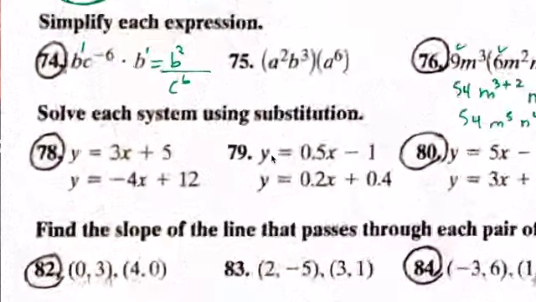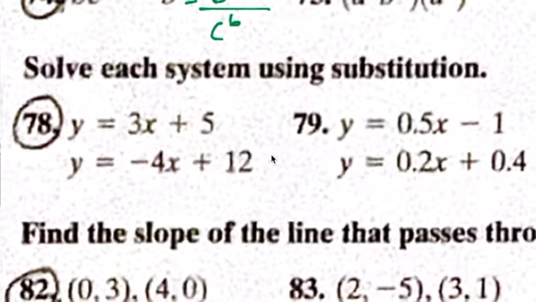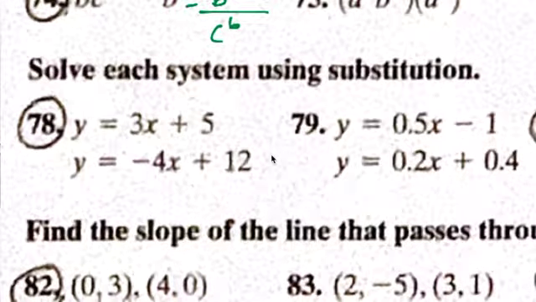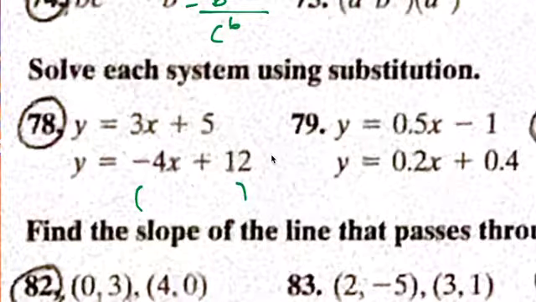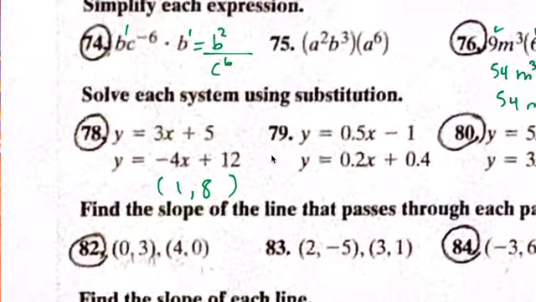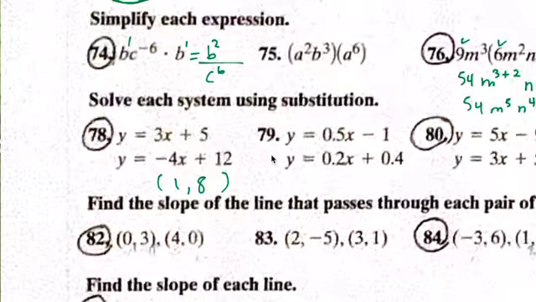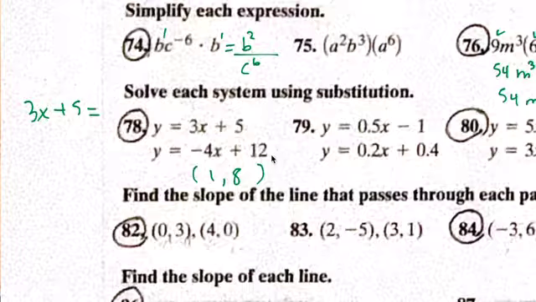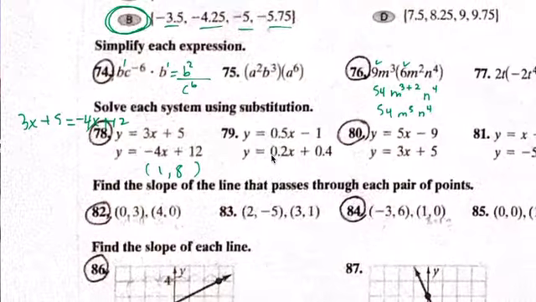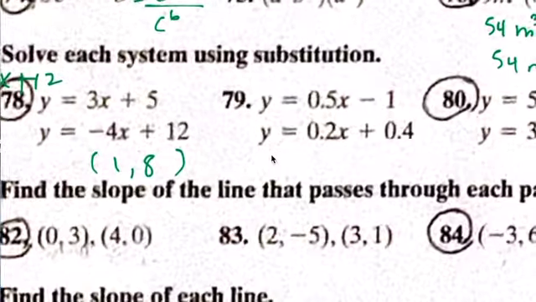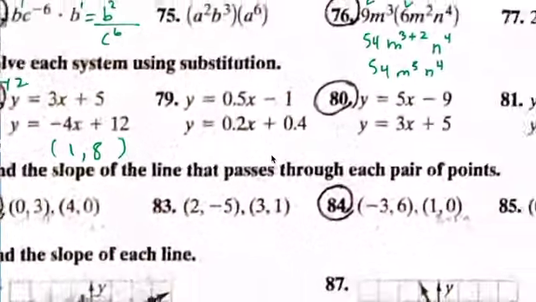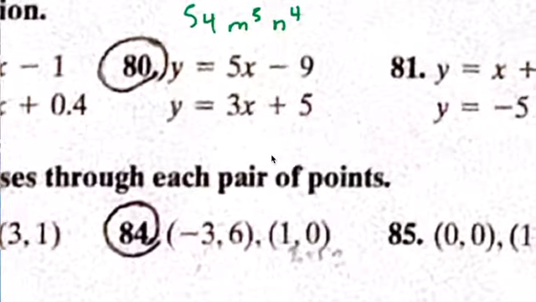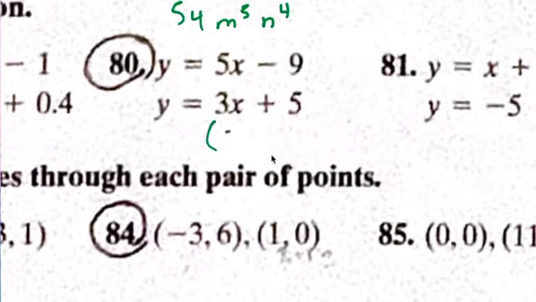78. Okay, do the work. The answer is 1 and 8. I will expect to see the work. You do 3x plus 5 equals 2, negative 4x plus 12. And then you'll find that x is 1 and then substitute it back in. Number 80 is 7 and 26 is your answer.